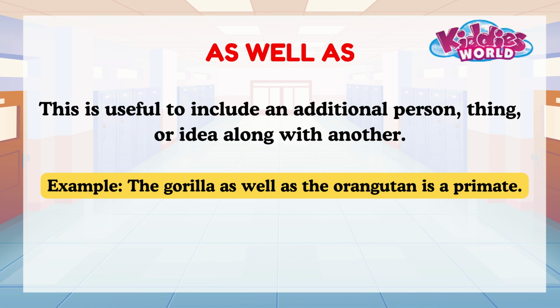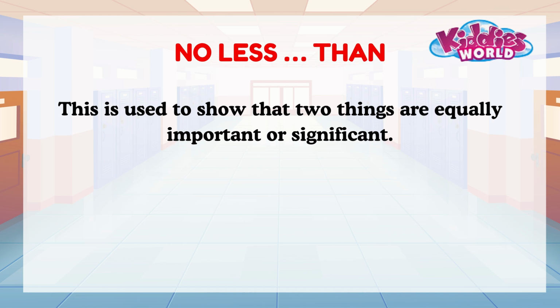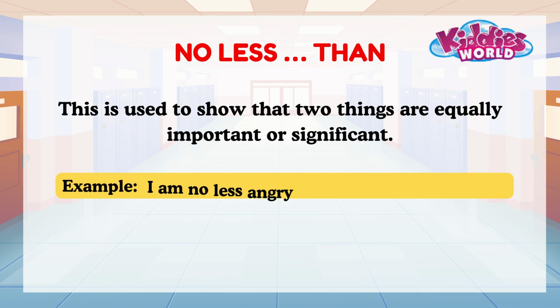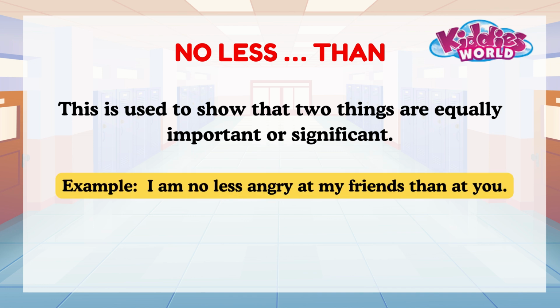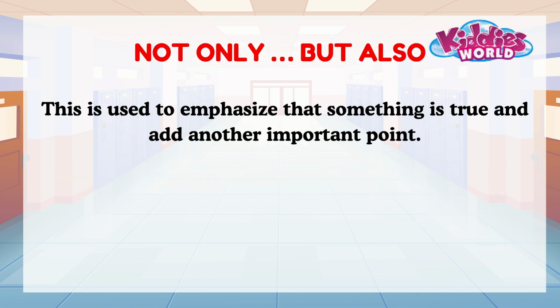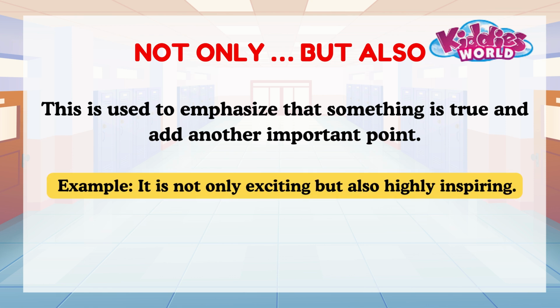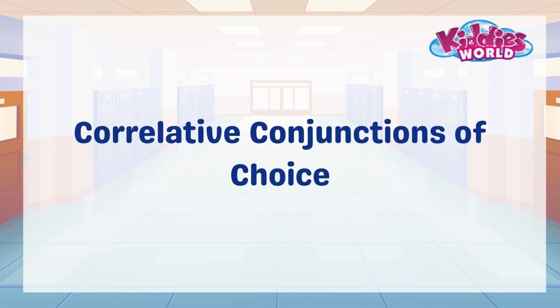Check the example. No less than. This is used to show that two things are equally important or significant. Look at the example. Not only, but also. This is used to emphasize that something is true and add another important point. See the example.